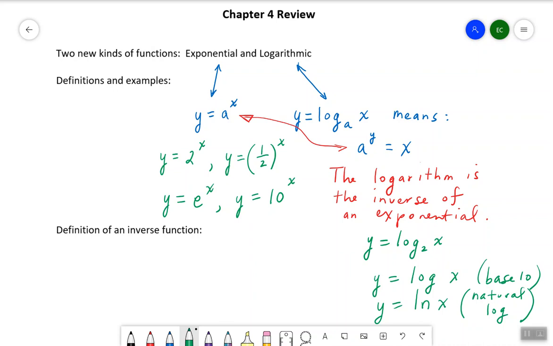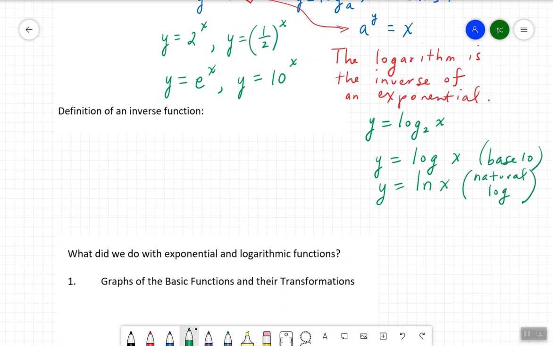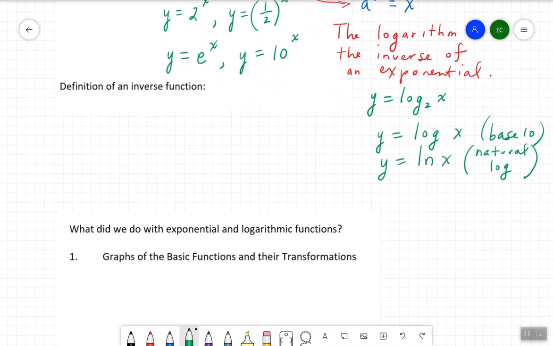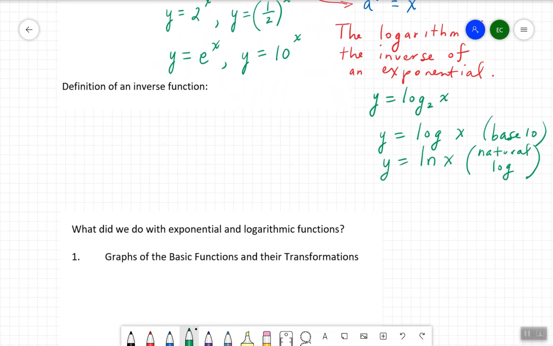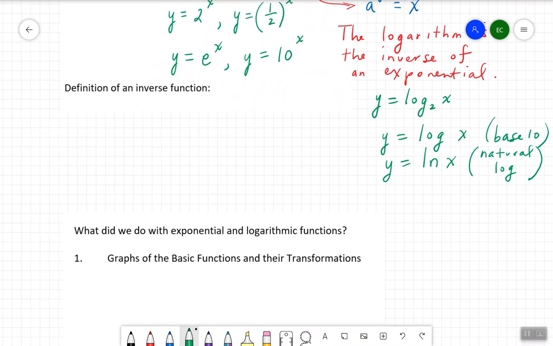Okay, so we know what an exponential and a logarithm look like. We know that a logarithm is the inverse of an exponential. So let's back up for just a moment and let's talk about an inverse function. And then we'll go and we'll talk about exponentials and logarithms some more. So what is an inverse function?